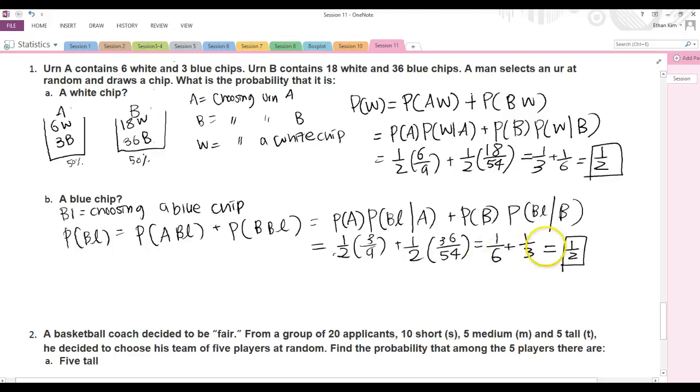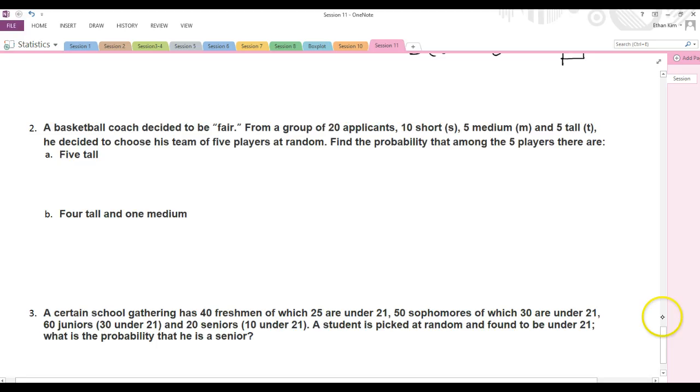And let's now move on to number 2. Okay, a basketball coach decided to be fair. From a group of 20 applicants, 10 short, 5 medium, and 5 tall, he decided to choose his team of 5 players at random. Find the probability that among the 5 players there are 5 tall players.